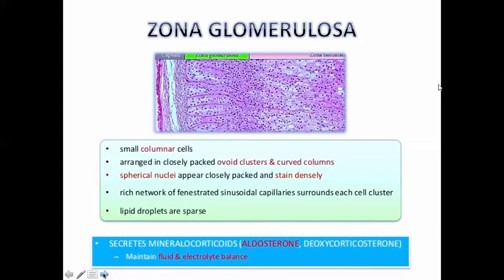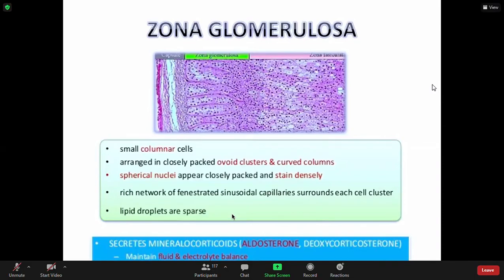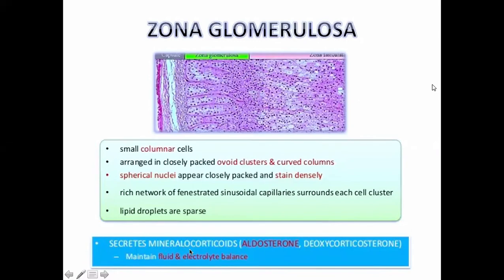Okay, so glomerulosa. There are small columnar cells arranged in closely packed ovoid clusters and curved columns. They have spherical nuclei and appear closely packed and stained densely. And they have a lot of capillaries or blood vessels. Okay, so this zone produces your mineralocorticoids, these are your aldosterone and the deoxycorticosterone, but mostly aldosterone. They maintain the fluid and electrolyte balance.